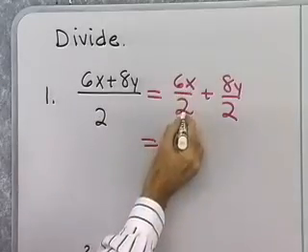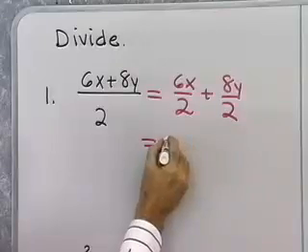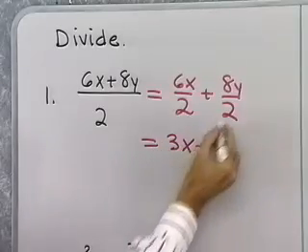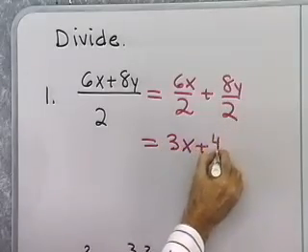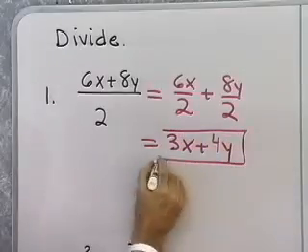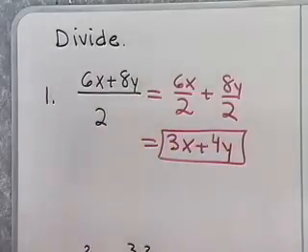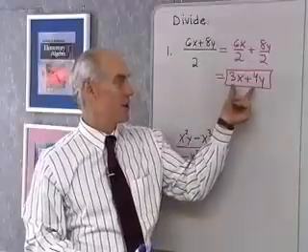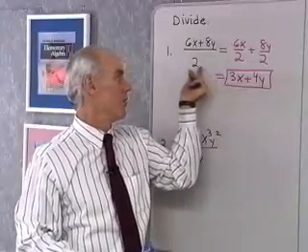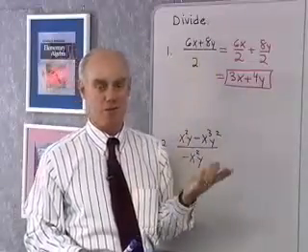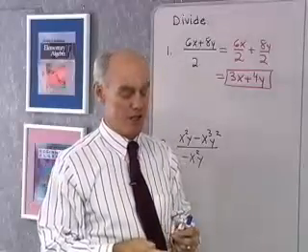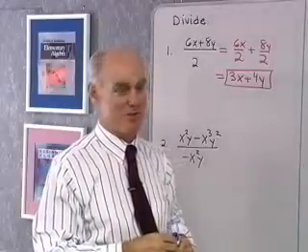Now we simplify individually. 6x divided by 2 is 3x, and 8y divided by 2 is 4y. And that is the quotient of this polynomial and that polynomial. And you can tell because we can take 3x plus 4y, multiply by 2, and we'll get this right here. So we're checking just like we do checking numbers in long division problems.